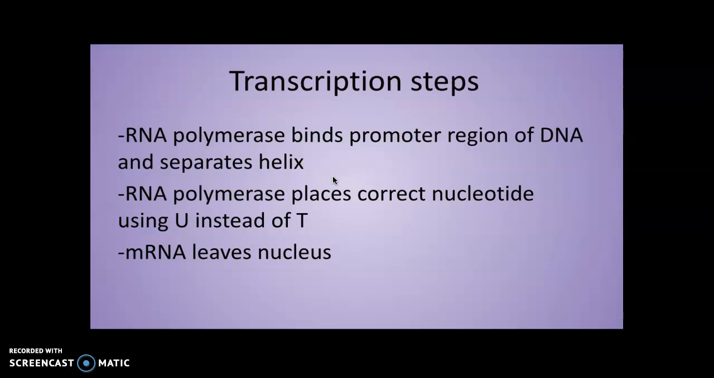So here are the steps. First, RNA polymerase binds to the promoter region of DNA and separates the helix. As I said, you have to know when to start making the RNA. There's something called a promoter region. We aren't going to get into the details of it, but just realize it's a promoter. It's telling you, hey, let's get this started. Then RNA polymerase will start matching up the nucleotides, and instead of using T, it's going to use uracil. Then, after it's finished being made, it leaves the nucleus.